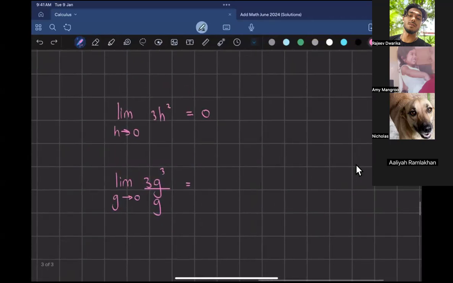You could pull out G on the numerator. Well, I wouldn't pull out G because it's just one term on top. I could cancel it off though, because I have G cubed on top, which means G by G by G, and then I have G on the bottom. So I end up with what? 3G squared. That's correct. And is it easy now? Yeah. What would it be? 0. Yep.